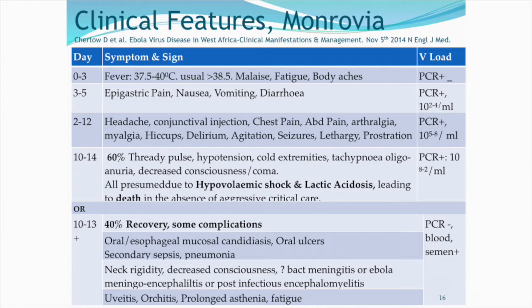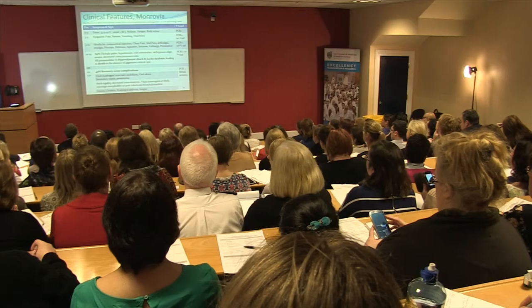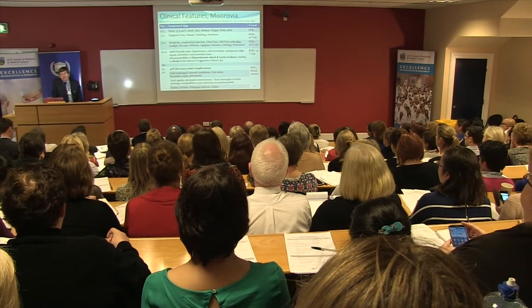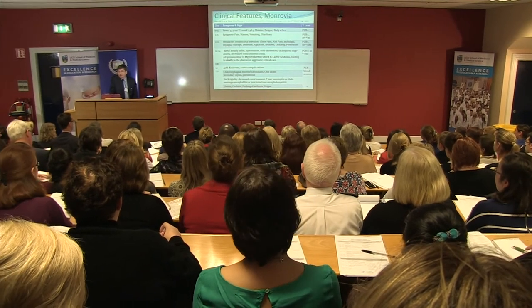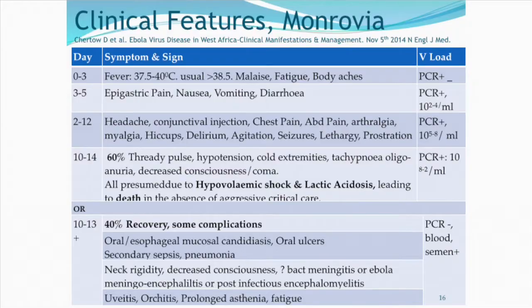Then from the 5th to 12th day, headache, conjunctival injection, chest pain, abdominal pain, arthralgias, myalgias, and hiccups, which is a relatively specific symptom occurring in a significant minority. Delirium, which may be hypoactive or hyperactive, just like somebody in alcohol withdrawal, if you like. Agitation might prove a practical issue for dealing with a patient that you're trying to get to comply with rules of isolation. Seizures, lethargy, and prostration.